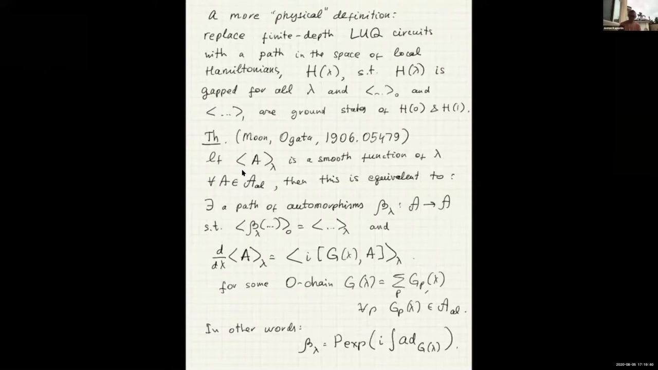Here you replace a finite depth local unitary quantum circuit with a path in the space of local Hamiltonians. Suppose you want to say that two states are equivalent. When are they equivalent? Well, suppose you have two states, call them average one and average zero. If I can find a path of Hamiltonians, which are gapped for all values of the parameter, such that the ground state of H of zero is this one, and the ground state of H of one is this one, then I say that the two states are equivalent. This is the homotopic definition.